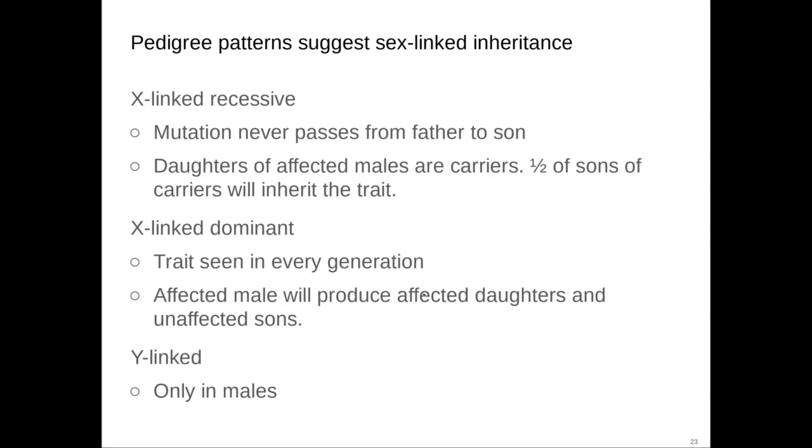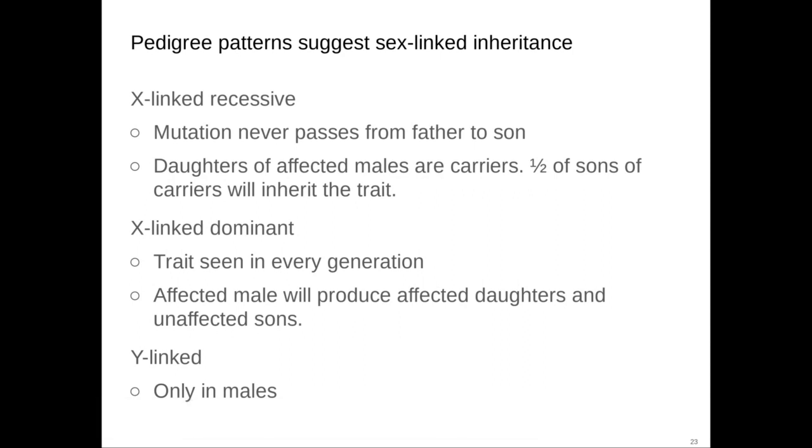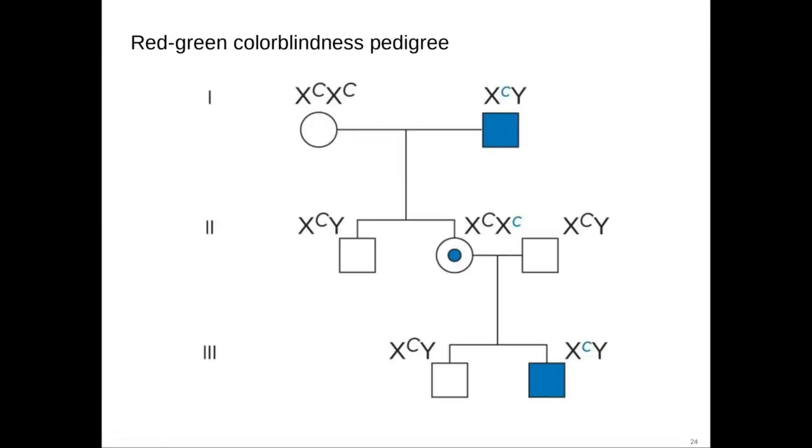Now, if we have X-linked dominant, the trait is seen in every generation, and the affected males will produce affected daughters and unaffected sons, because remember, they get their Y chromosome from dad, they don't get any other genetic information but that Y chromosome. And Y linkage is particularly rare, there are only about 50 genes on there, and it can only be seen in males. I had an example of Y-linked traits in my head, and I've forgotten it, but you can take a peek on the internet to see what Y-linked traits are. Nothing too common, as you can imagine.